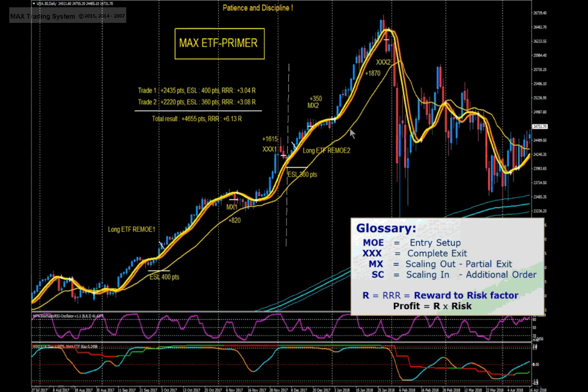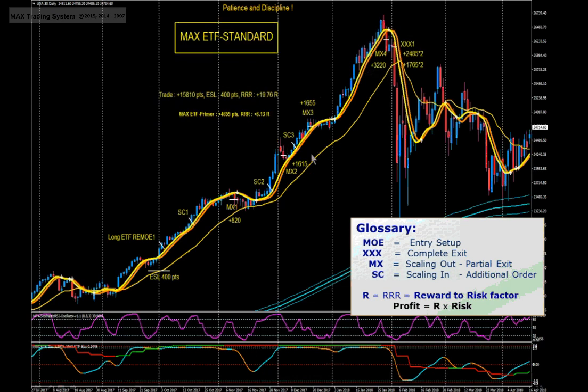Okay, but the trades have exactly the same structure. And with the Max ETF standard, we have exactly the same mechanism with the scaling technique, which in fact improves the result of the trade. You can see here, 6 hours with the Max ETF Primer with just 2 trades, almost 20 hours with the Max ETF standard with just 1 trade, but several scale-ins and several scale-outs. So US dollar in the daily time frame. So we can use any instrument with any time frame.